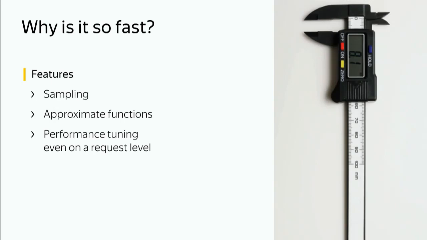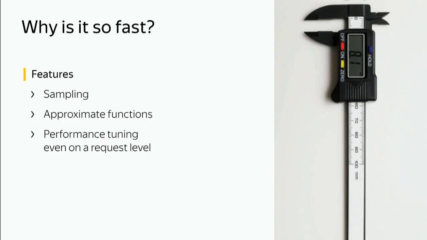Features. Also, there are some features which make ClickHouse faster. Let's say it's sampling. Sampling is an ability to, if you have a query and it's not fast enough for some reason, let's say you have a lot of data, then you can use sampling and run your query on 10% of your data or 1% of your data. And it will be 10 times or 100 times faster. That works out of the box.